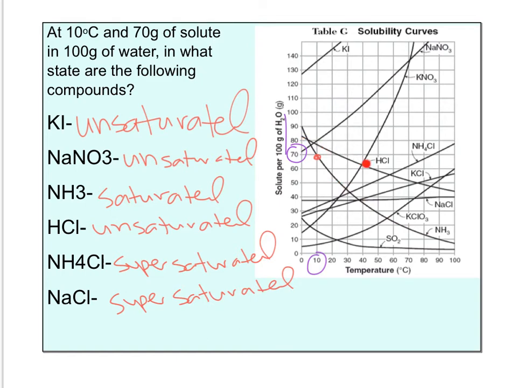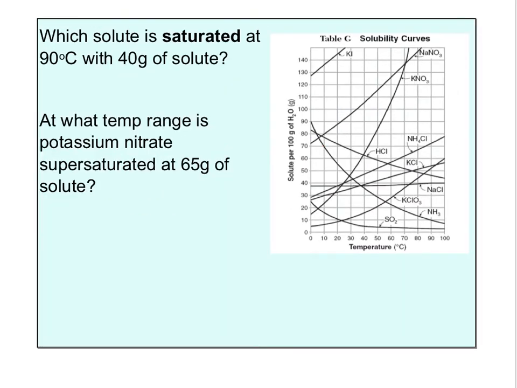HCl, below the line, unsaturated. Ammonium chloride, NH4Cl, above the line would be supersaturated. NaCl, above the line, would again be supersaturated. So what this is telling you is if you dissolved 70 grams of solute in 100 grams of water at 10 degrees Celsius, these would be the states of these different solutes given those conditions. Now that we know how to read the graph, we can essentially answer a bunch of different questions about it with different solutes, different conditions, and different things like this.